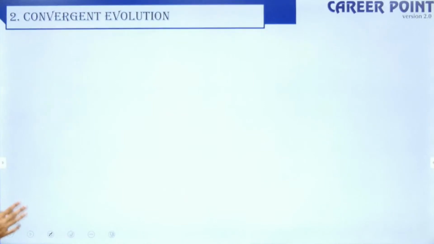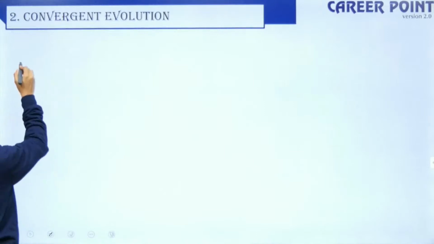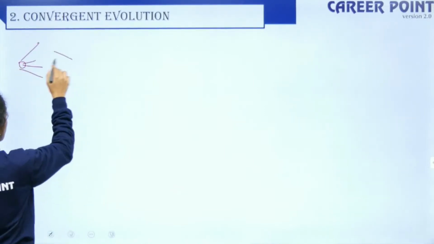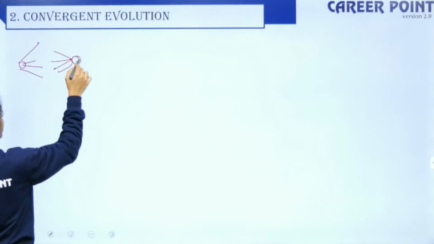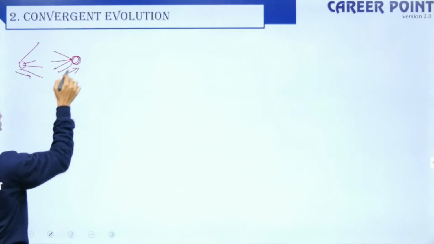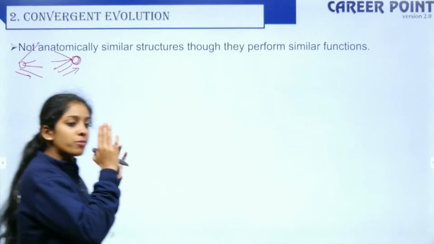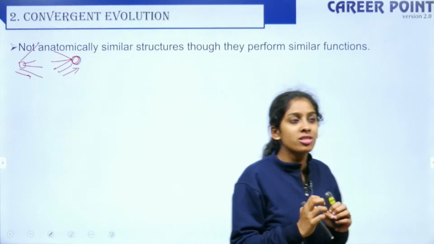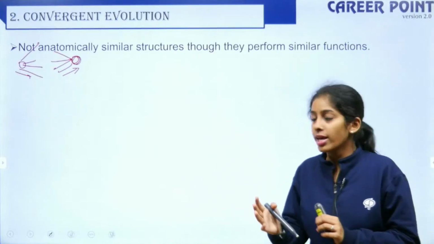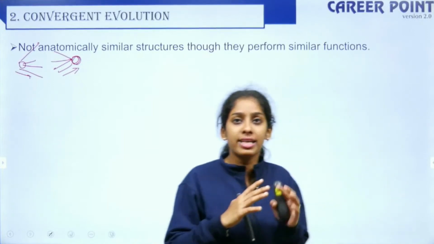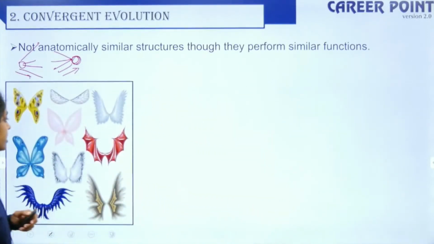Fine? Yes. So the next one is your convergent evolution. So converging. Okay, so what do I mean by converging? This is diverging. So from all the points, when it meets at a single point in this direction, it is called convergent. So you have different structures, but they perform the same function. The structures are anatomically different, and morphologically different as well. Okay, you can say they are mainly anatomically different, but the function is the same.